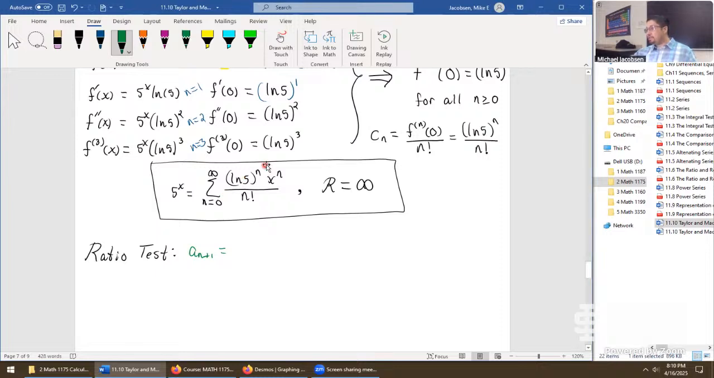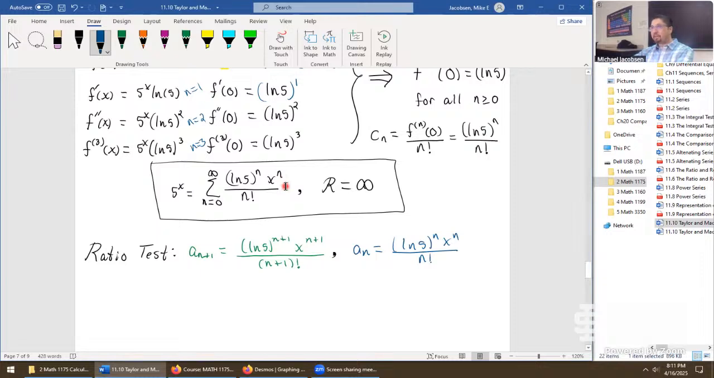So a sub n plus 1, it's replacing all values n with n plus 1. So it's natural log 5, n plus 1, x power n plus 1, n plus 1 factorial down the denominator. This problem is not as built up, so we'll do the simplification on the next step in the limit. But let me also write in a sub n: natural log 5 power of n, x power of n over n factorial. Did it slightly different. I didn't want to write equal summation a sub n here. I want this to be just the end answer. So now take the limit as n goes to infinity.